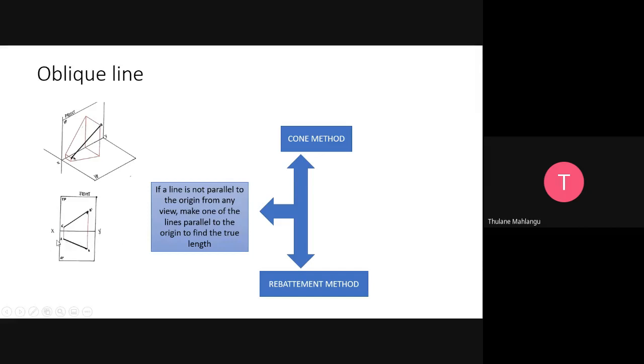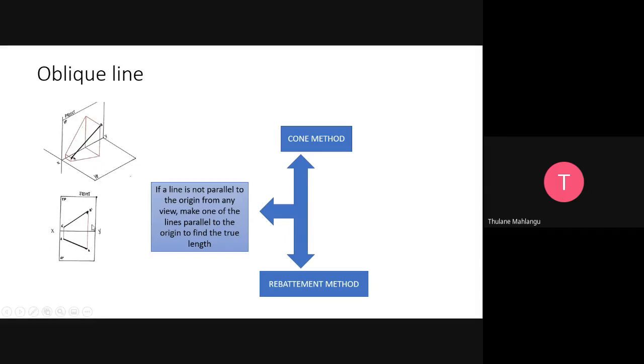Then after making line AB parallel to the origin, I would have the line going from left to right, which will connect with point B with the compass there. So the point will be somewhere there. Because you know that's point B, this will be your new point B.